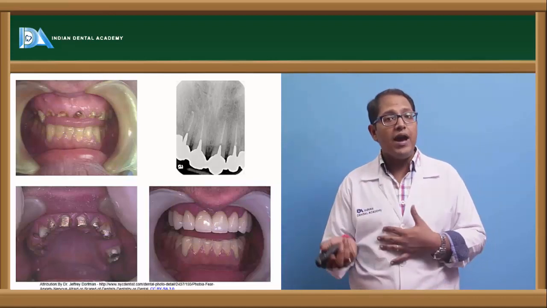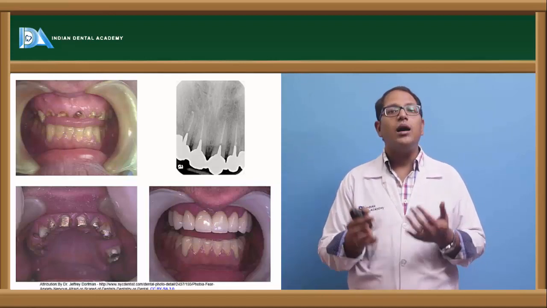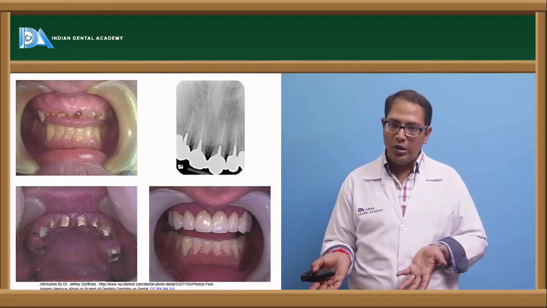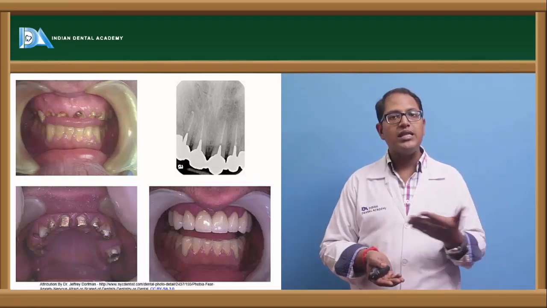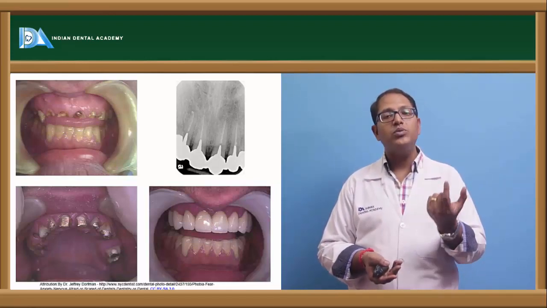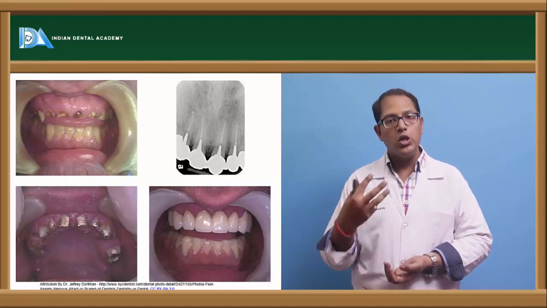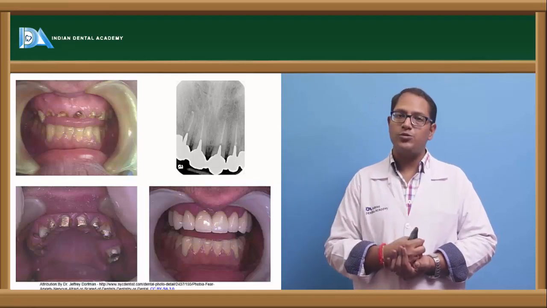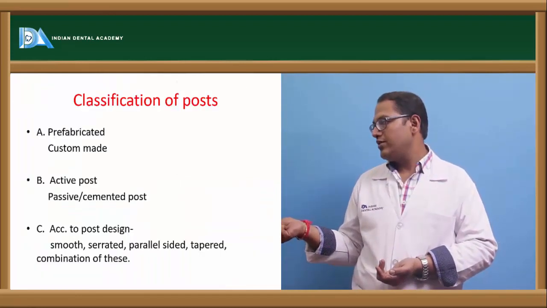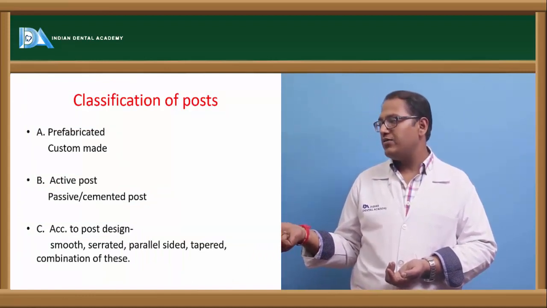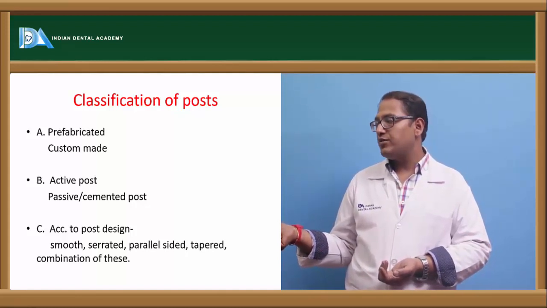A post can be prefabricated or custom fabricated. A prefabricated post is again classified into two types, metallic post and non-metallic post. The metallic posts are the ones that we get from the market, that is, the prefabricated metal post. Non-metal posts are the carbon fiber post or fiber post, glass reinforced post, and quartz posts are also available. So coming to the classification of post: prefabricated, custom made, active, passive. According to post design it can be smooth, serrated, parallel, threaded, tapered, or a combination of these.